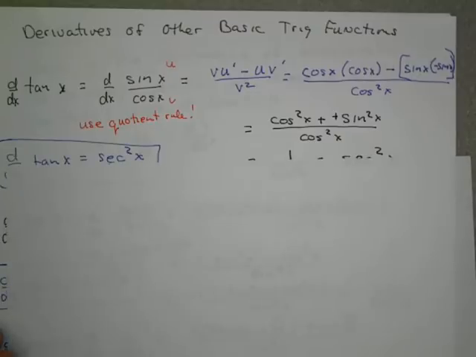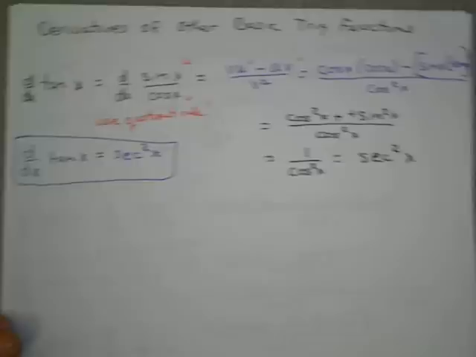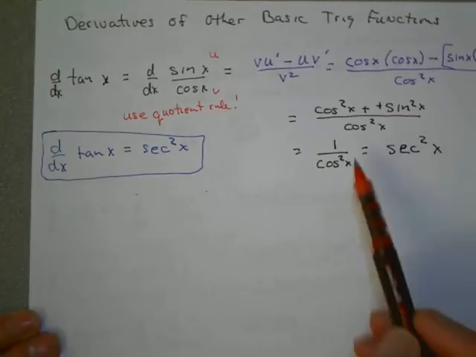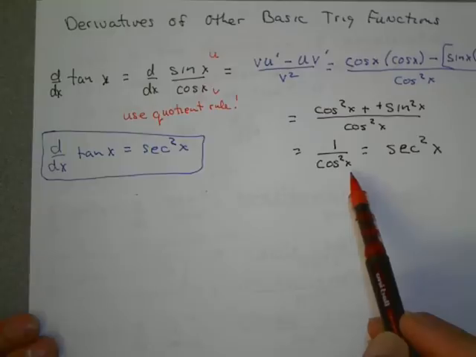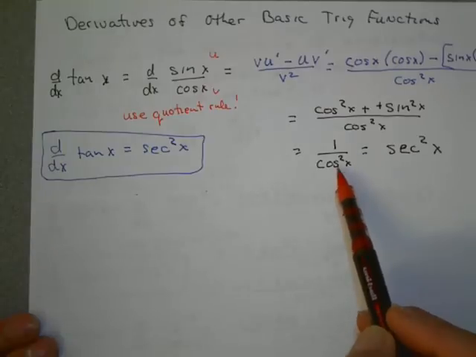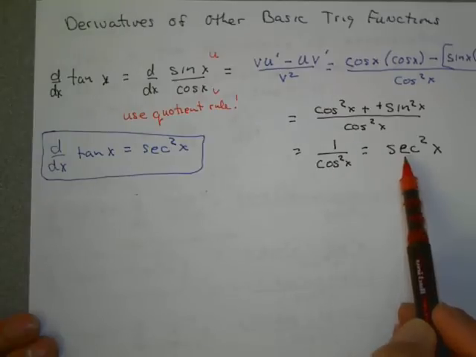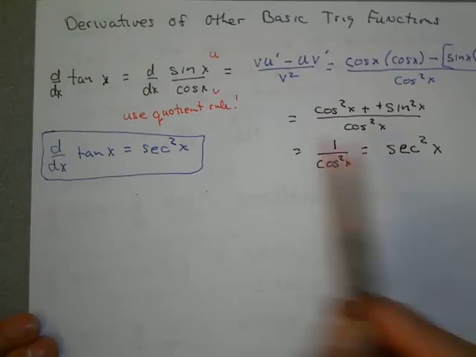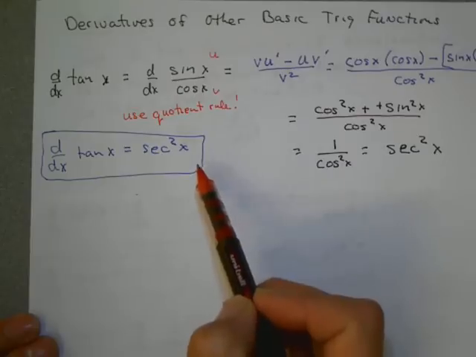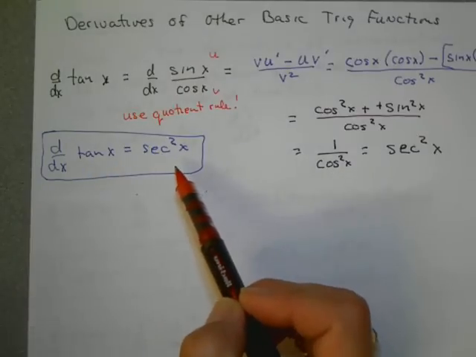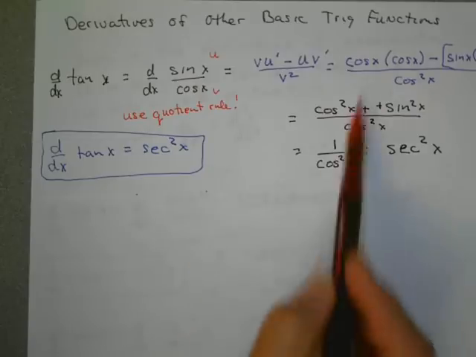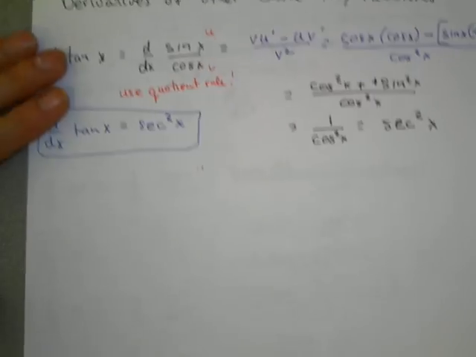As we just found out, we can call that 1 over the cosine squared of x, and you know 1 over the cosine is the secant, so that's really just the secant squared of x, and there's our derivative for tangent. The derivative of the tangent of x is the secant squared of x. I hope you're going to remember that, memorize it. You can always derive it using the quotient rule if you forget it.